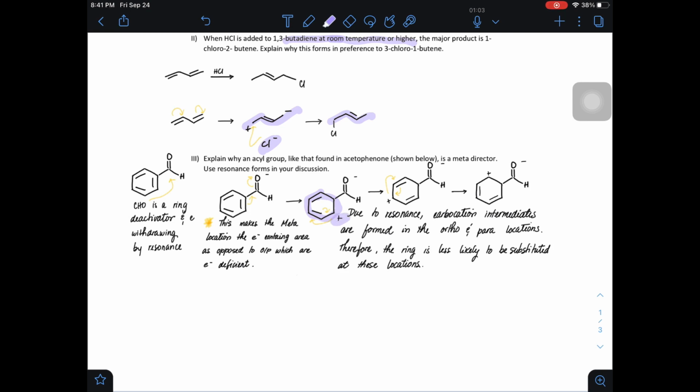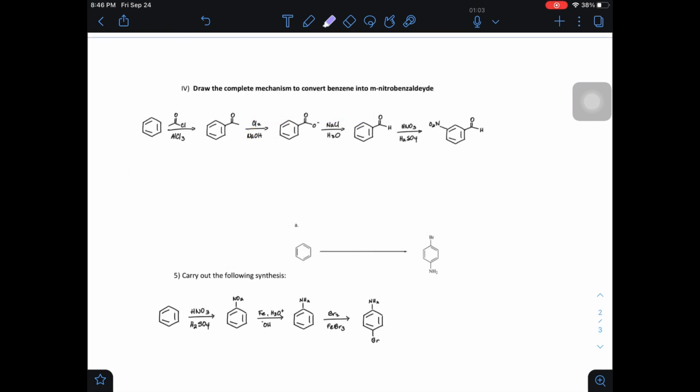So as we can see right here, due to resonance, we see a positive charge coming up right here at the ortho location and over here at the para location. And if we do further resonance, then we see the other ortho location right there being electron deficient. So definitely due to resonance, carbocation intermediates are formed in the ortho and para locations, and the ring is less likely to be substituted at these locations.